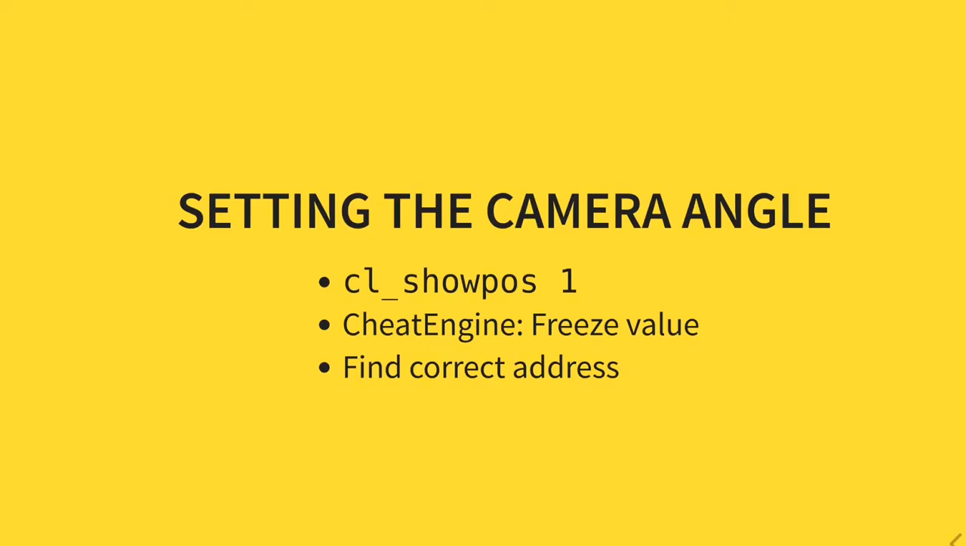And if you follow this procedure, you end up with one static pointer to an address that contains the view angle, which you can just use inside of the hack. And you write a value to it and the game will just adjust your view to it.